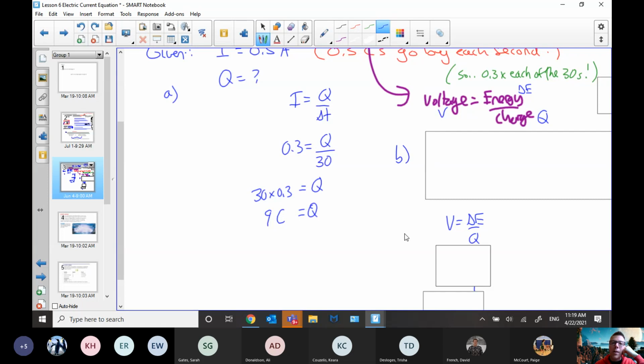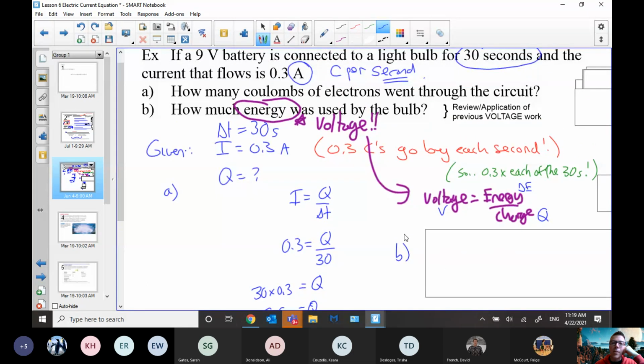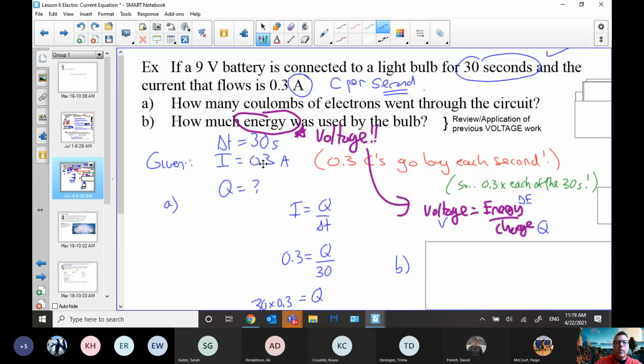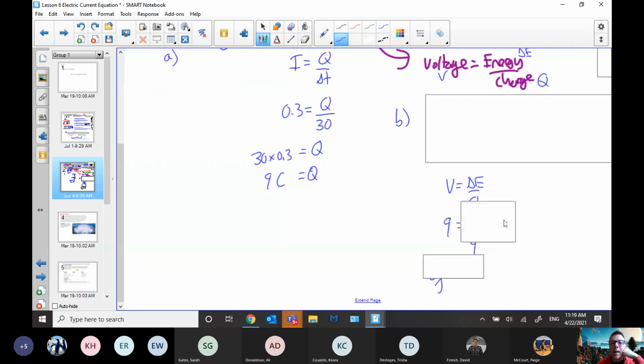Okay. So it says how much energy was transferred. Well, the key is we have this energy concept here, right? That's joules per coulomb. It's literally 9 joules dropped off or picked up by each coulomb. So the 9 goes in, and then it was actually 9 coulombs that went through the circuit. So that's your Q, and then you multiply both sides by 9, and you get your 81 joules.